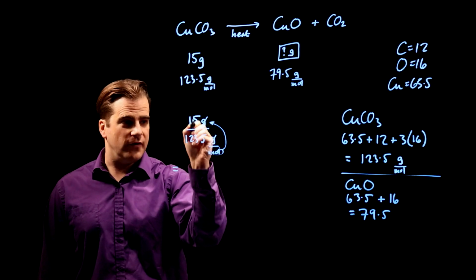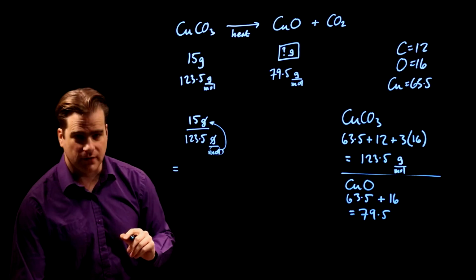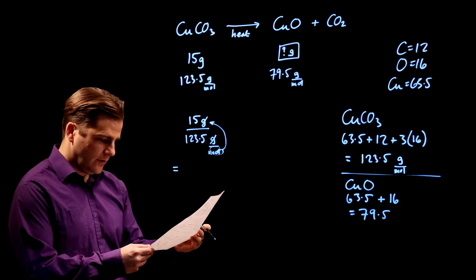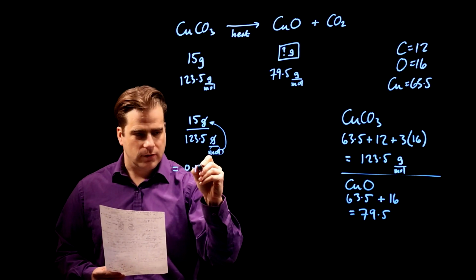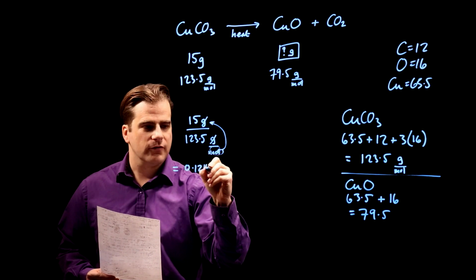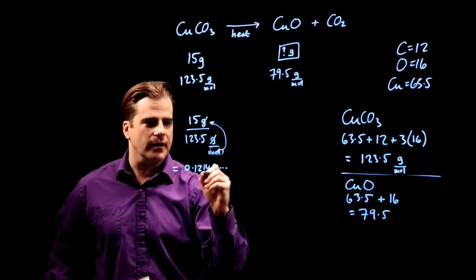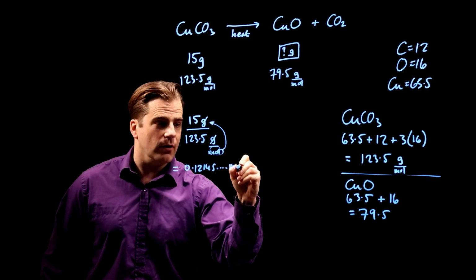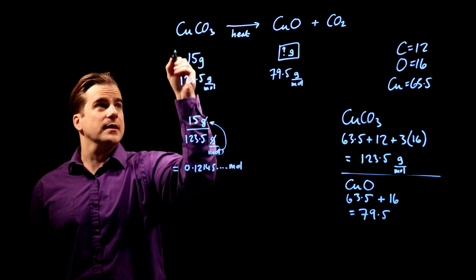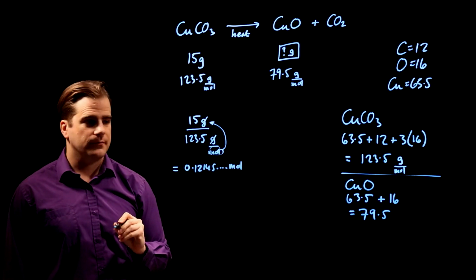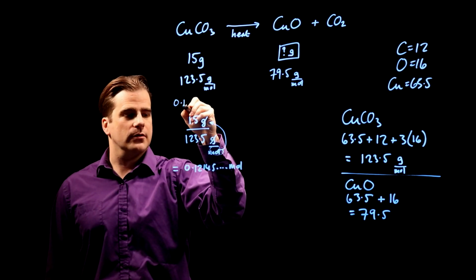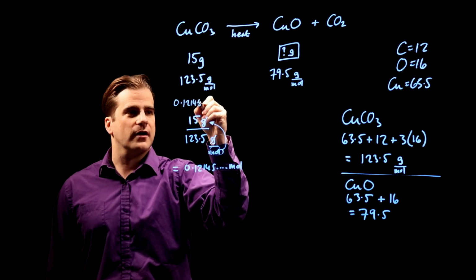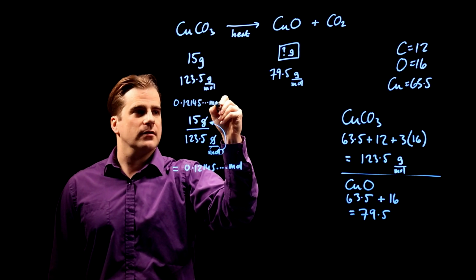Okay? So do 15 divided by 123.5 in your calculator, and you get 0.12145 something something something, but it's in units of moles. Okay? And that's how many moles of copper carbonate we have. So write that in underneath. We've got 0.12145 something something something moles.